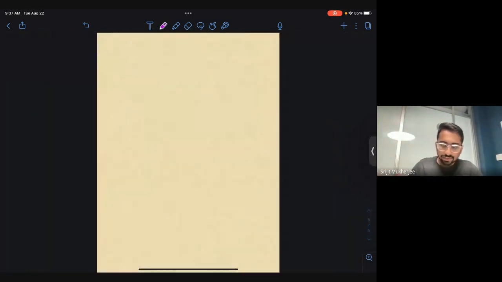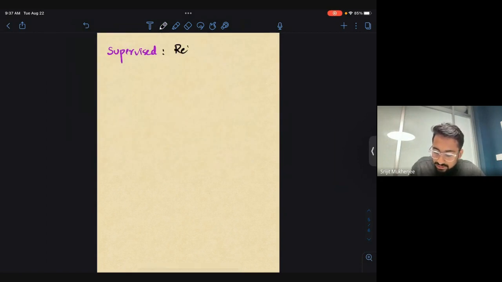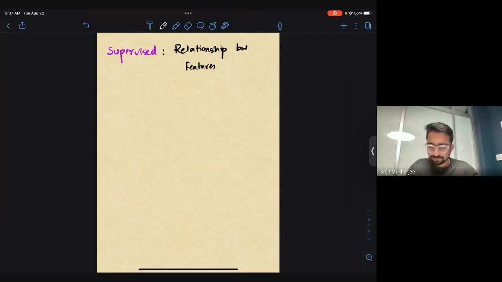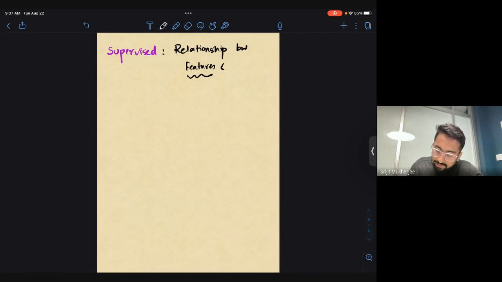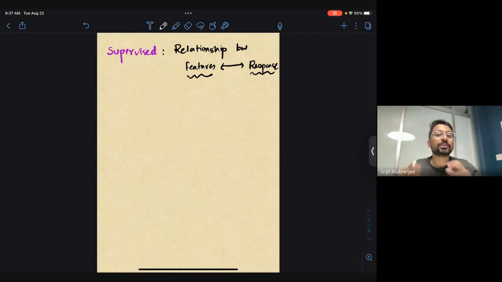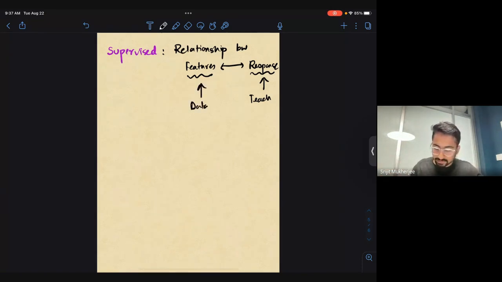So the difference: supervised learning is nothing but modeling the relationship between the features, the alcohol and flavonoids, or in this case, the pictures of A, with the response variable that your supervisor, your teacher, your mom is trying to teach you. This is what they're trying to teach you. That's why it's called supervision. And this is what you have to learn from the data. So you have to learn this new concept based on the data.